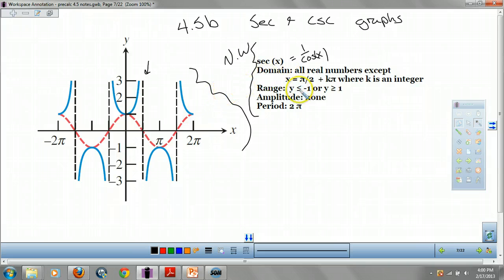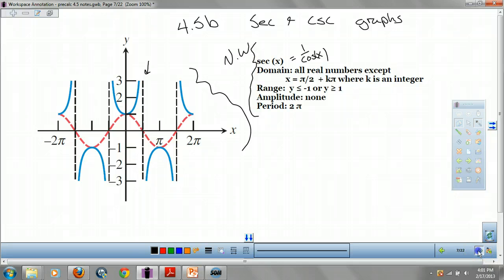The range is y is always less than or equal to -1, or greater than or equal to 1. No amplitude. Your period is the same as your cosine. Okay? Capiche? You got it. What a pretty graph.